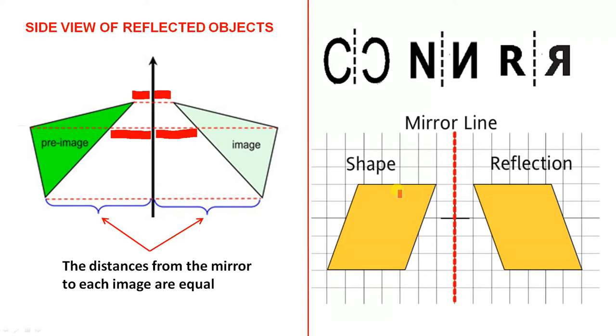There's the original shape and there's the reflection. And again, so important, that distance is the same as that distance. So it actually helps you to draw the reflection. That distance is the same as that distance. And that's why we can draw this reflection quite accurately on the other side.